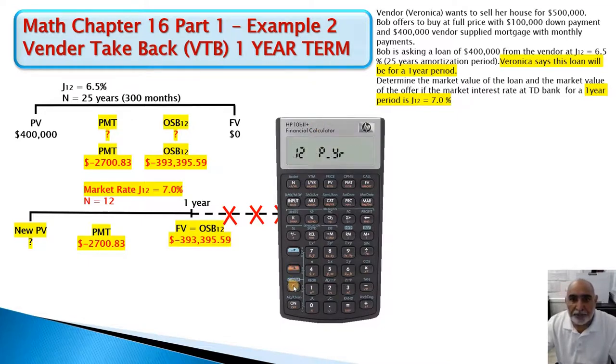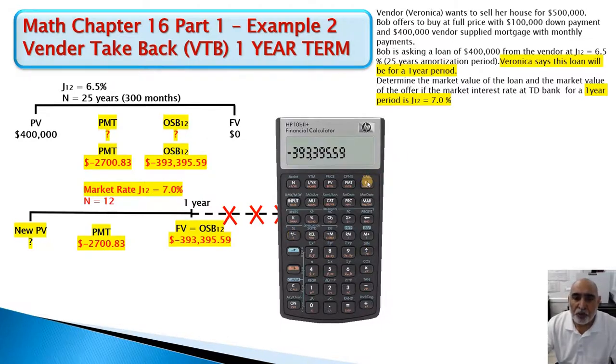Okay, clear. First thing, interest rate. No conversion needed. J12 and 7% nominal, and N is 12. PV is what we're looking for. Payment 2,700. And FV, be very careful. FV is money owing. It's negative also. 393,395.59. And it's negative, meaning money owing.